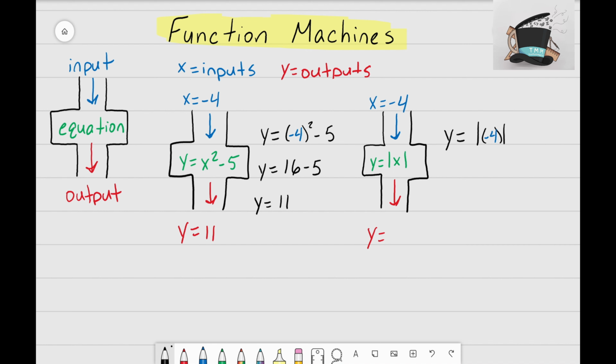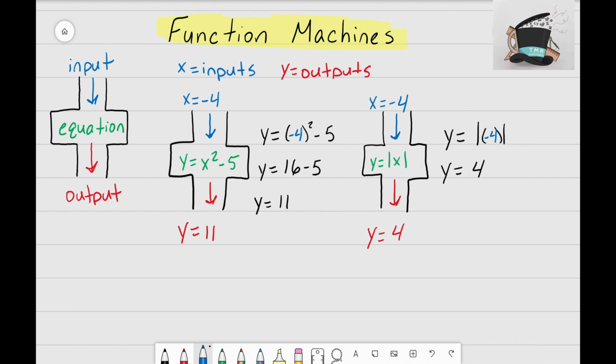Now, whenever you have absolute value bars and you're taking the absolute value of a negative number, it turns the negative number into a positive number. And that's the only step that you have to do on this problem. So y ends up equaling positive 4.